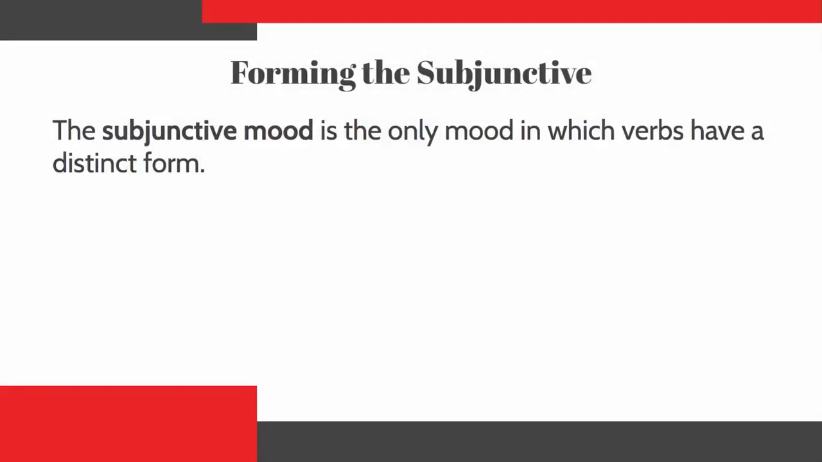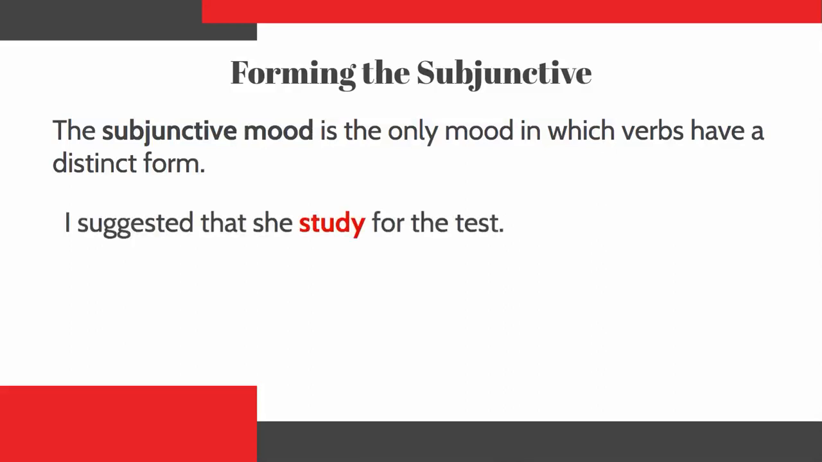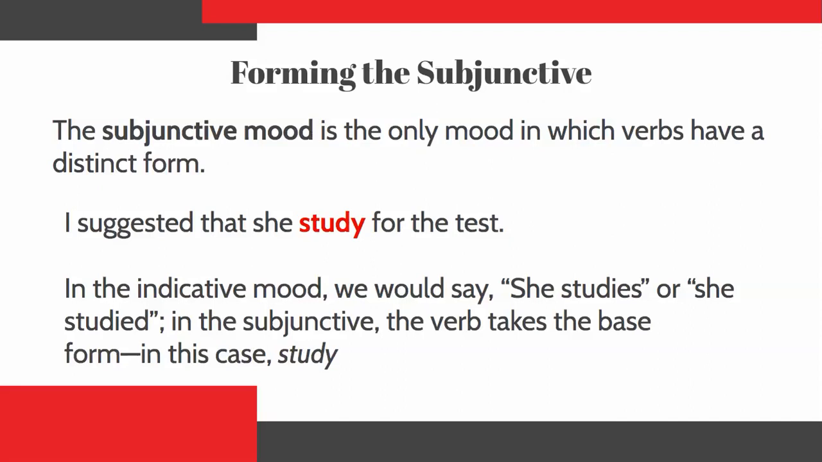The subjunctive mood is the only mood in which verbs have a different form. So from the previous slide, I suggested that she study for the test. If we were speaking in the indicative mood, we would say she studies, she has been studying, or she studied, but in the subjunctive, the verb takes the base form. In this case, study.